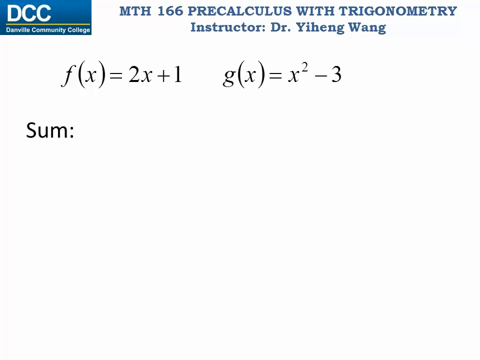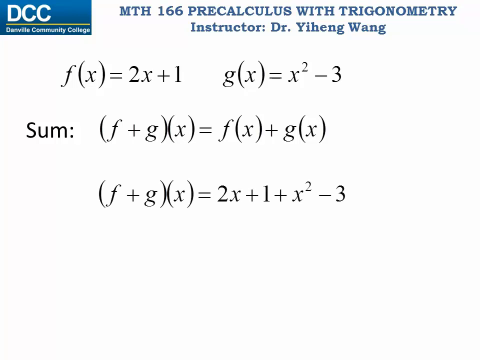Now, the sum of these two functions is denoted as (f plus g)(x) and is defined simply as f(x) plus g(x). Therefore, for this example, that equals 2x plus 1 plus x squared minus 3, and that is x squared plus 2x minus 2. And as you can probably guess, this is exactly the same as the sum of g(x) and f(x), (g plus f)(x).